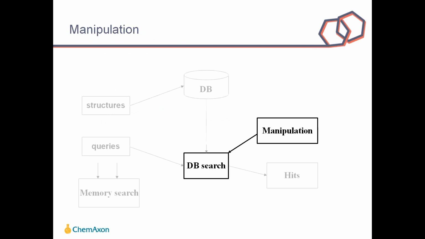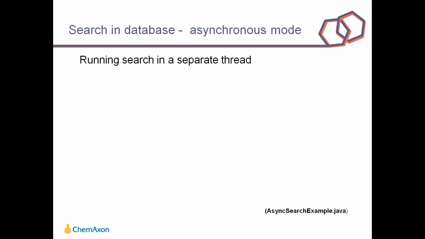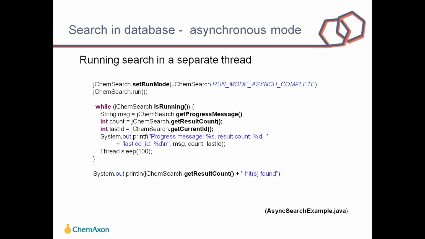Now we know the basics of the database search. Let's see some other examples. For example, if you start a database search, you have to wait until it finishes. But you don't necessarily have to do that. You can run the search in a separate thread. You simply set run mode on the JChemSearch object to asynchronous mode and then run the JChemSearch. Your program will return and you can do other programming as well during that time.